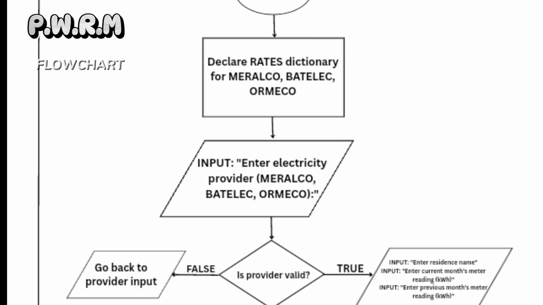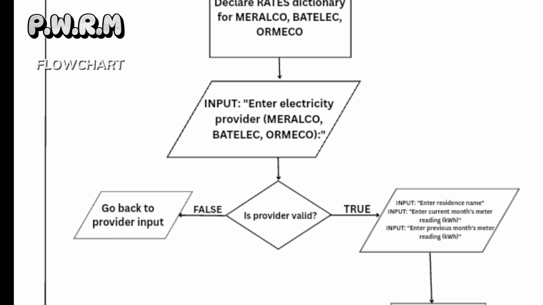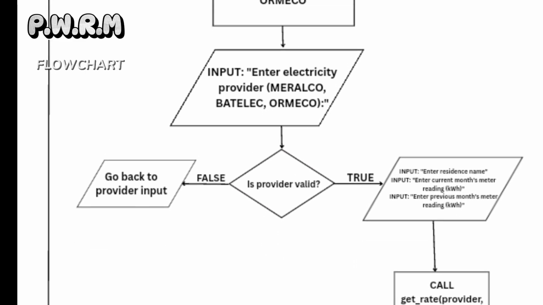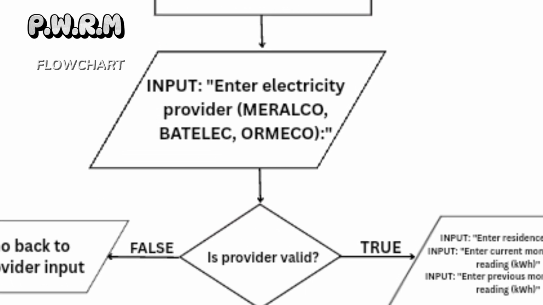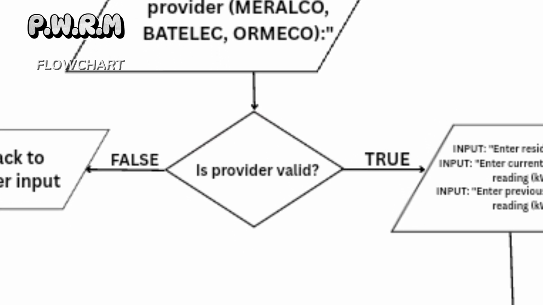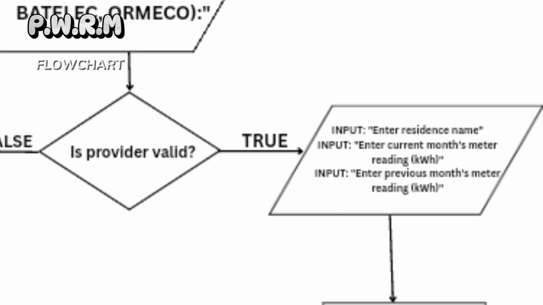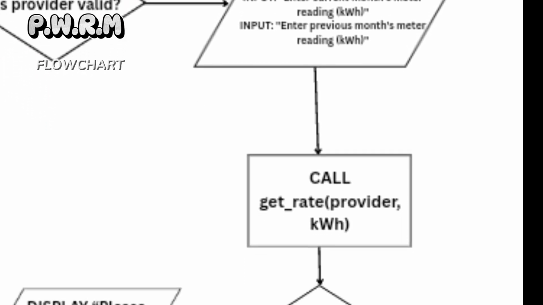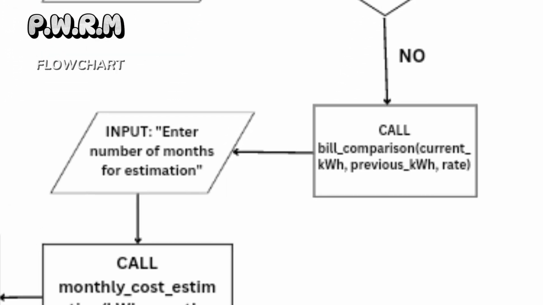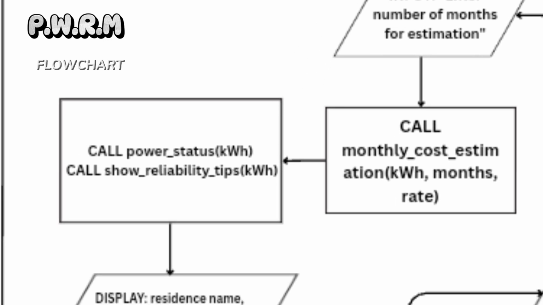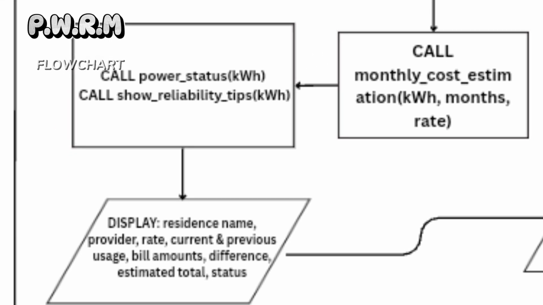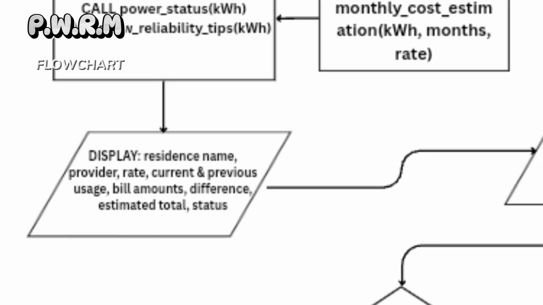For the flowchart, you start by entering your electricity provider, Meralco, Batelec, or Ormeco. If it's valid, you input your meter readings. The program then finds the rates, calculates your current bill, and lets you estimate costs for future months. Finally, it shows your usage, estimated cost, power status, and reliability tips, and asks if you want to run it again.